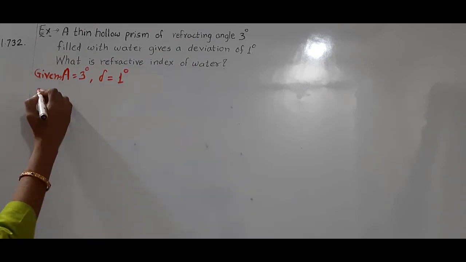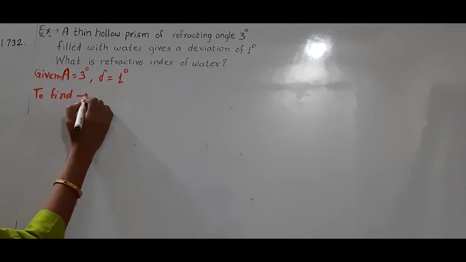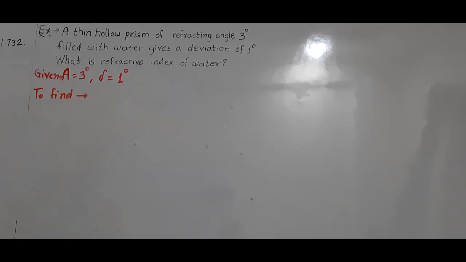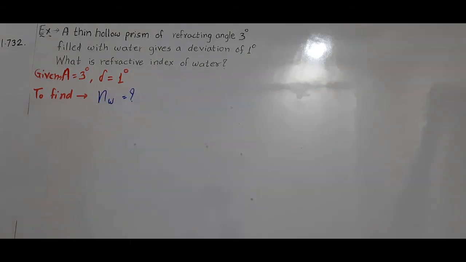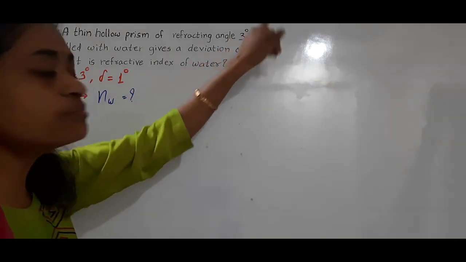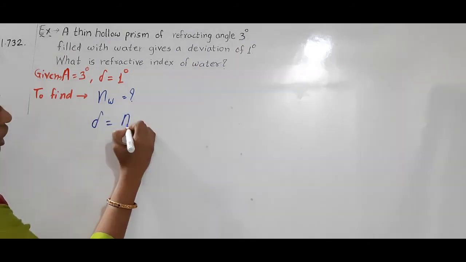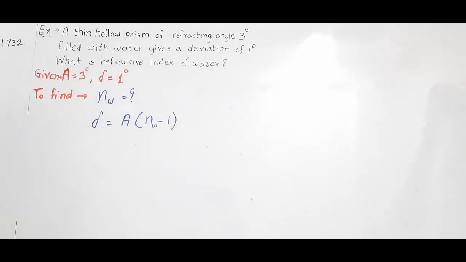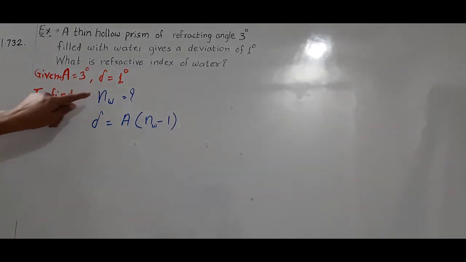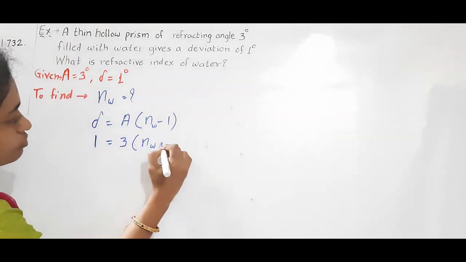What we have to find? We have to find out the refractive index of water, that is n is equal to question mark. What is the formula for deviation for a thin prism? Because the angle of prism is 3 degree, we will use the formula delta is equal to A into bracket n minus 1, where n is the refractive index for water. Putting the values here, we will write 1 is equal to 3 into bracket n minus 1.